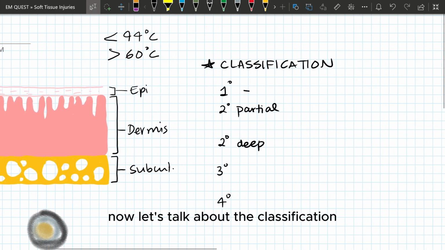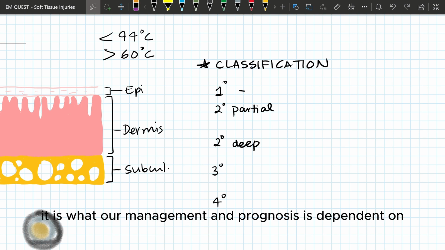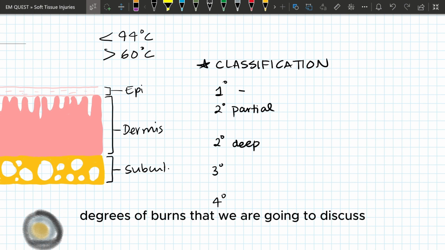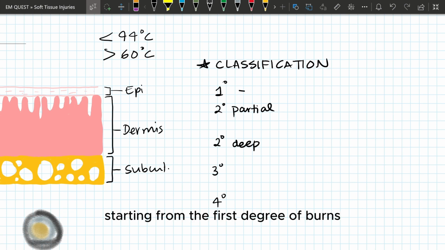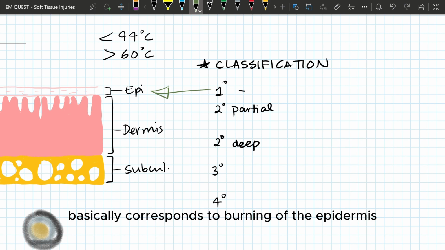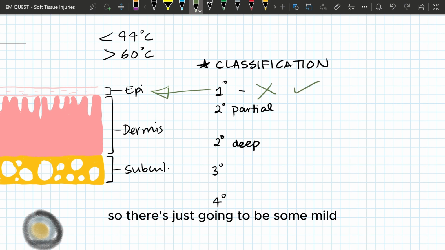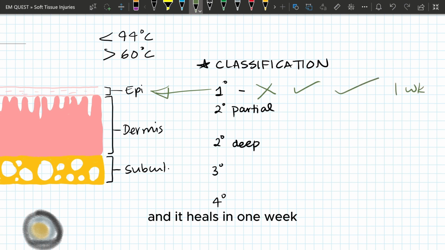Now let's talk about the classification of burn injuries and why it is important. The reason it's important to classify as accurately as we can is that our management and prognosis depend on it. We have 4 degrees of burns that we are going to discuss, starting from the first degree. The first degree burn basically corresponds to burning of the epidermis. We notice that there is no blister formation. There's just going to be some mild erythema around the burn place. It's quite painful and it heals in 1 week.